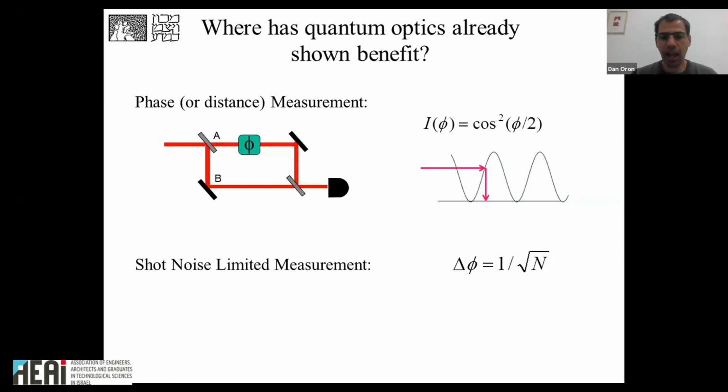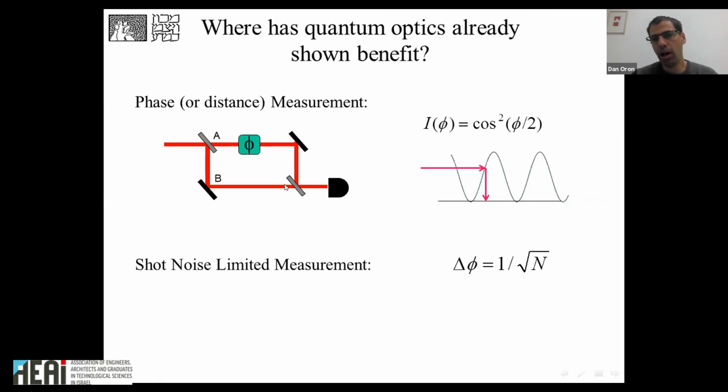So how does that happen? You take an interferometer, in this case, a Mach-Zehnder interferometer. You want to measure this phase, phi. There's two channels, channel A and channel B. And how do you do this usually? Well, you shine light in, and the intensity at the output depends on the cosine squared of this phase, the phase difference between these two.